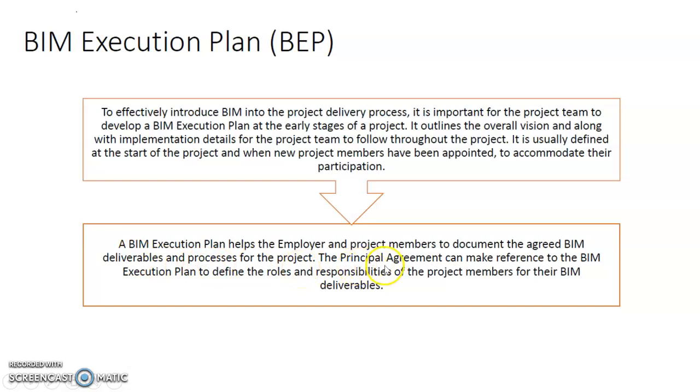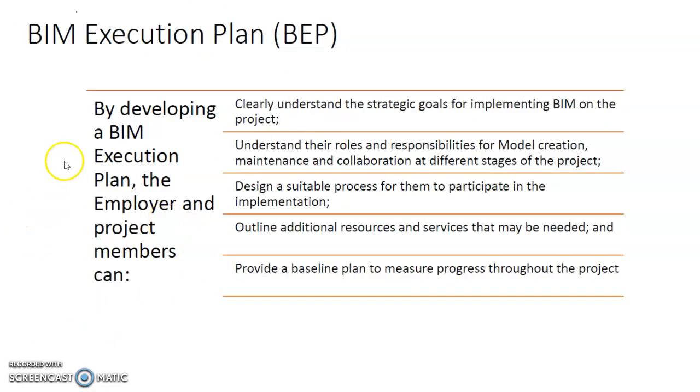So the principal agreement can make reference to a BIM execution plan to define the roles and responsibilities of the project members for their BIM deliverables. When the plan is developed, the employer and the project members can then clearly understand the strategic goals for implementing BIM on the project, understand their roles and responsibilities for model creation, maintenance, and collaboration at different stages of the project. Design a suitable process for them to participate in the implementation, outline any additional resources and services that may be required, and also provide a baseline to measure the progress throughout the project.